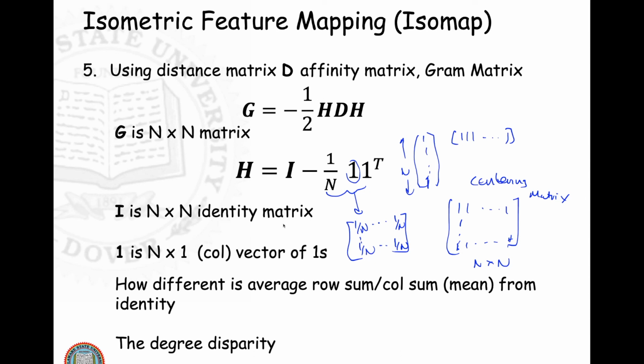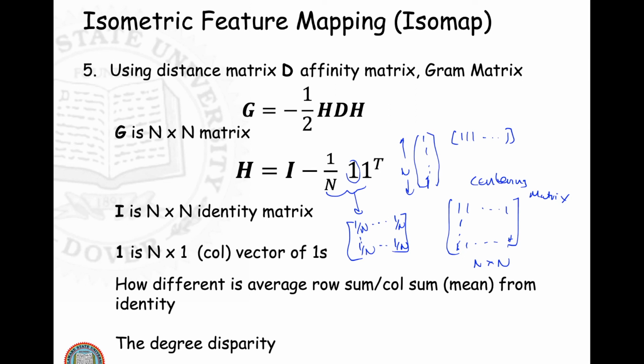And so essentially what we're doing is we're saying when I center a linear system, I'm taking the difference between identity and that centering. And so when we think about this, that's a measurement of something called degree disparity. And it says how different is the connectivity of a particular affinity matrix when I center it out, when I center the rows and the columns, how different is it?